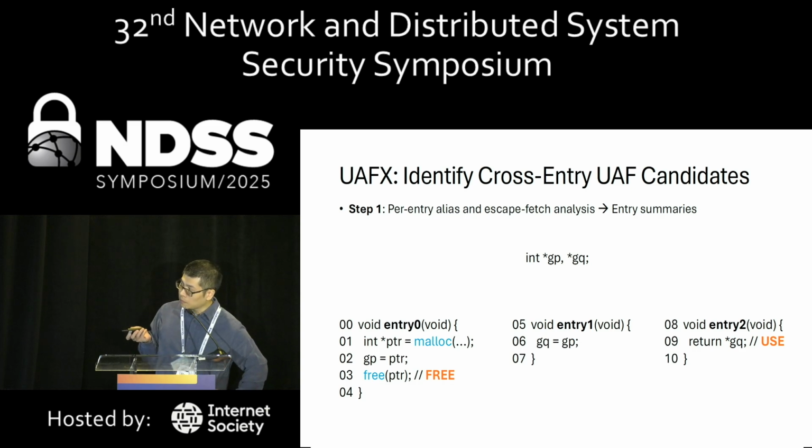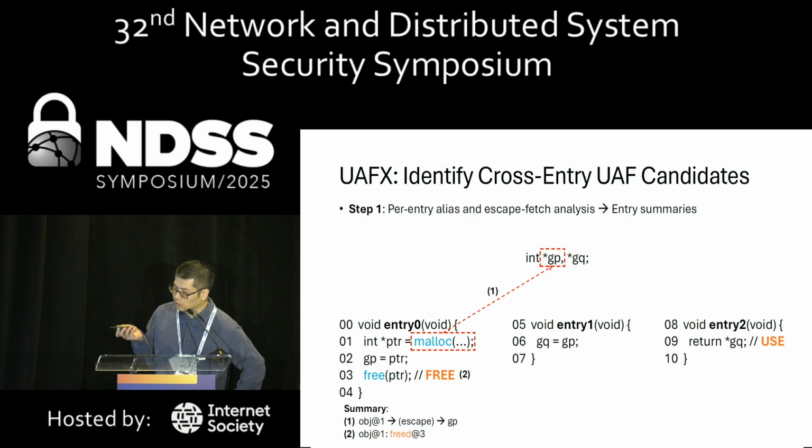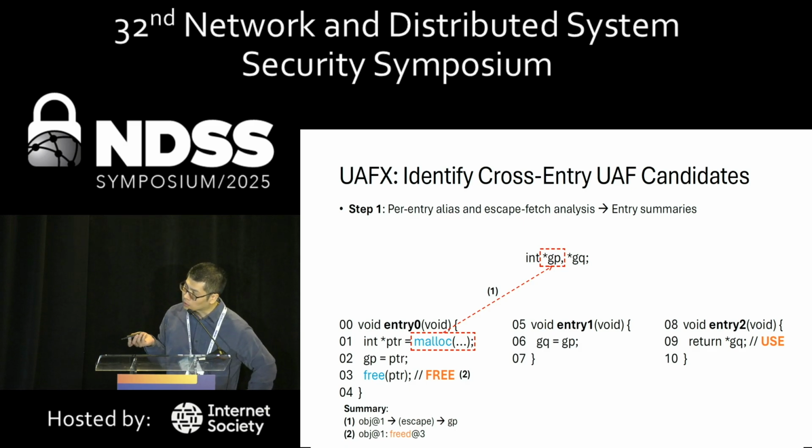So our first step is that we perform a per-entry analysis to summarize all the important pointer flows and data flow facts. So in this case, for entry function 0, our summarization is that we know that the object will be freed at line 3, and it was allocated at line 1. We also noticed that this object will escape to the global pointer GP. So this is our summary of entry function 0.